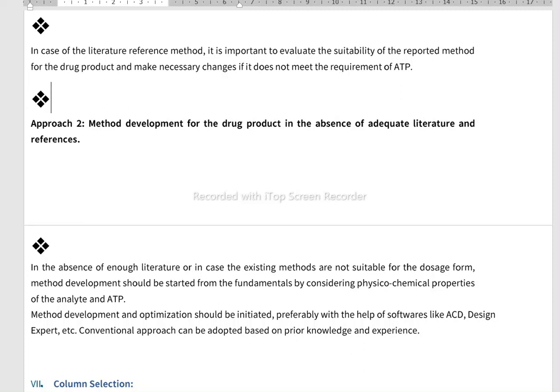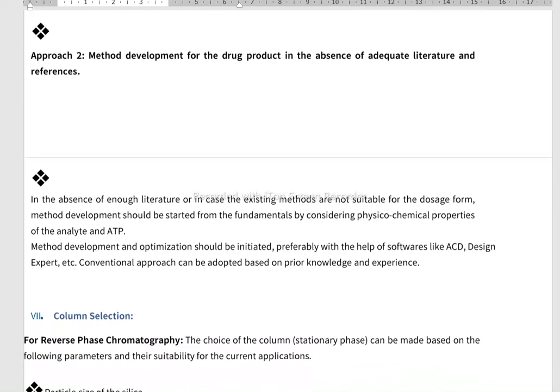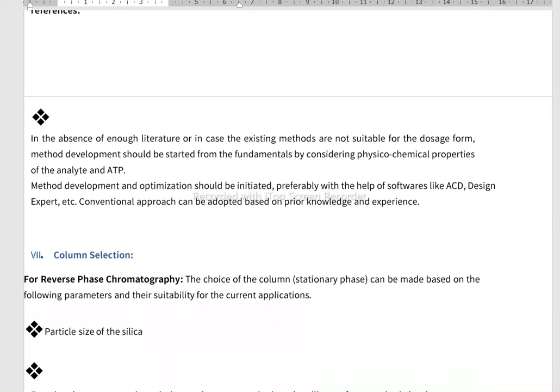method development for the API should be started from the fundamentals, by considering the physicochemical properties of the analyte and ATP. Method development and optimization should be initiated preferably with the help of software like ACD, Design Expert, etc. A conventional approach can be adopted based on prior knowledge and experience.